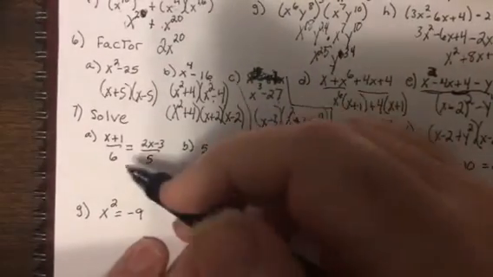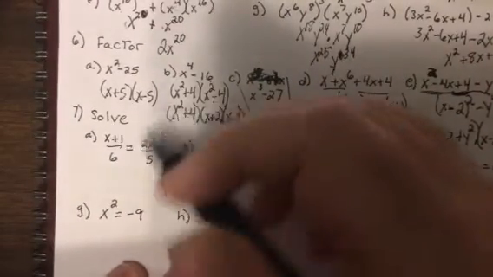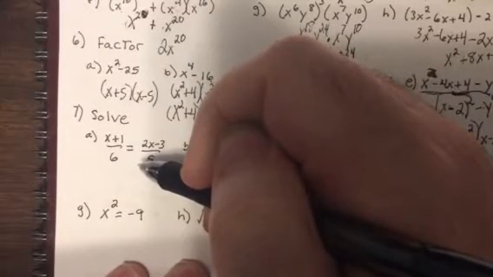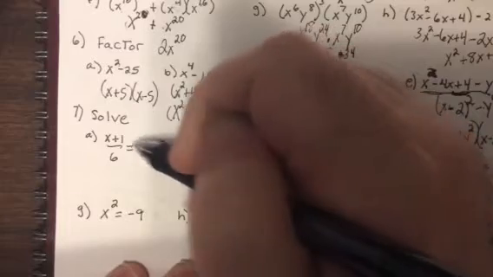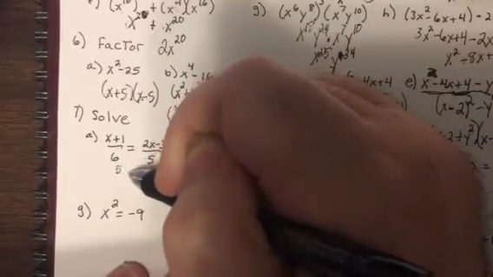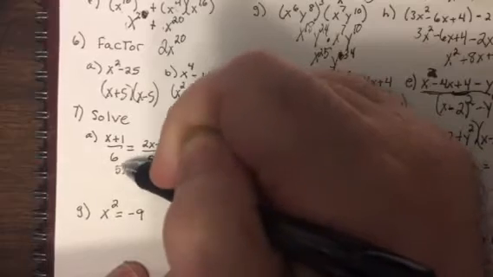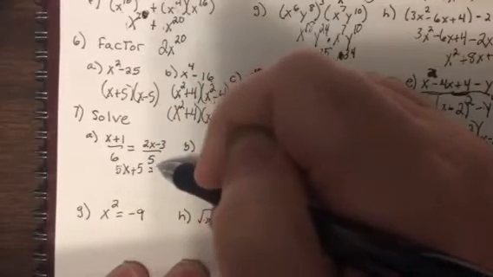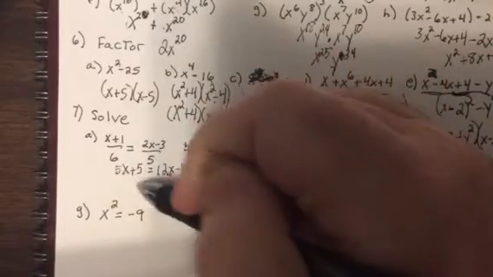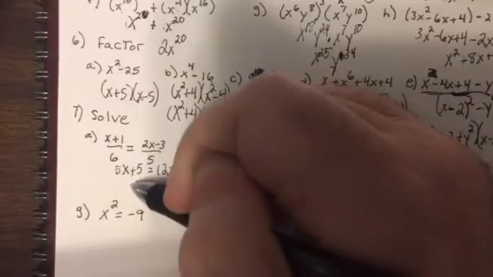Hey, these are linear because the highest power is 1. Fraction equal fraction's called a what? No, it's a proportion. Sorry. So you cross multiply. So this would be 5x plus 5 equals 12x minus 18. So subtract 5x, add 18.